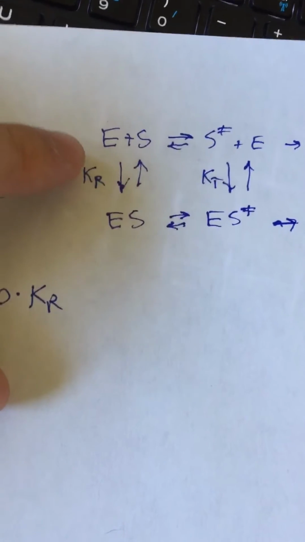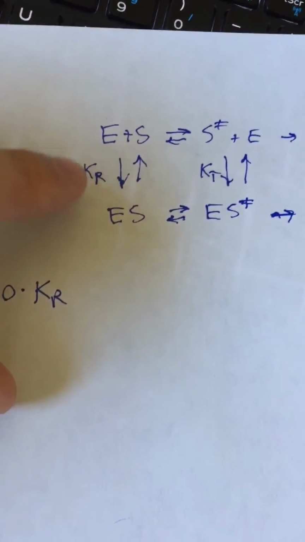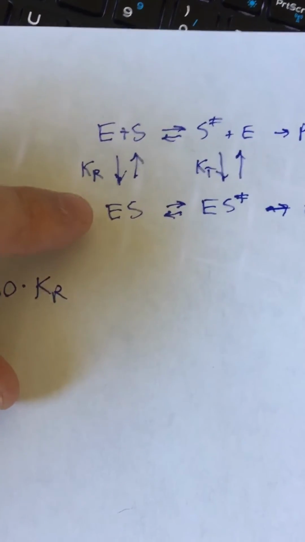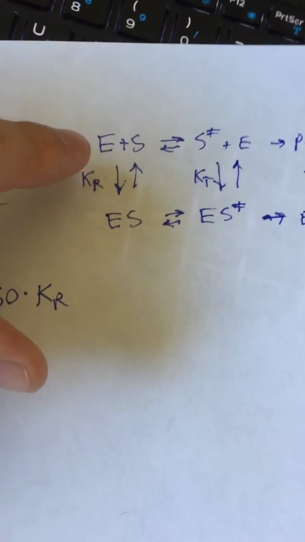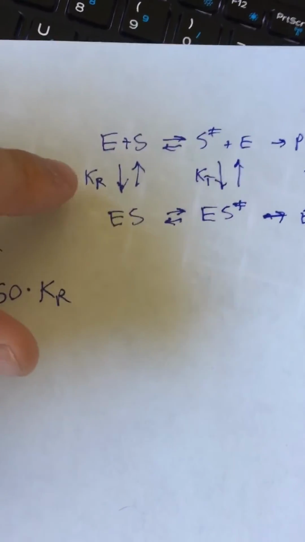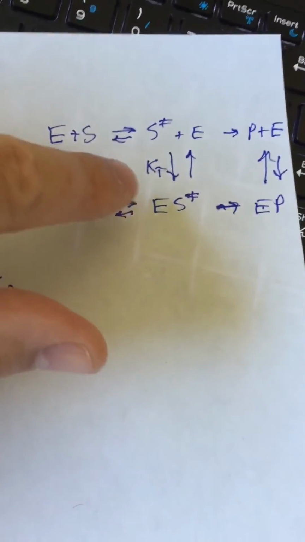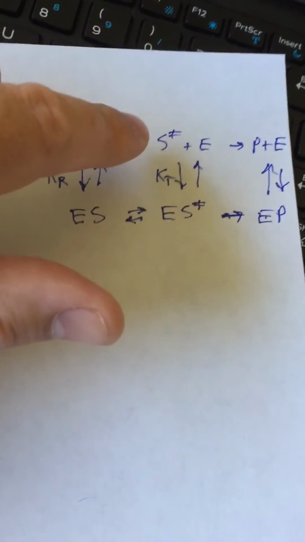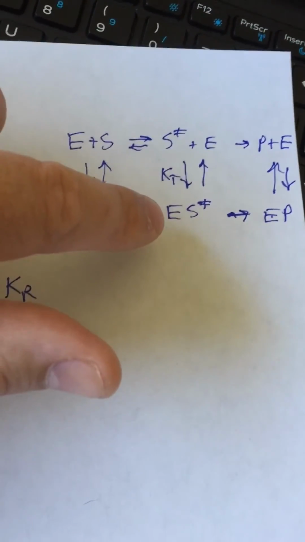So over here, all right, Kr is basically how tightly our enzyme binds the substrate. It's the reaction of E plus S giving us our ES complex. All right, so Kr is that equilibrium constant. Now Kt, this is the equilibrium constant for the enzyme binding to the transition state. So we already have the transition state formed, and the enzyme is binding to this.